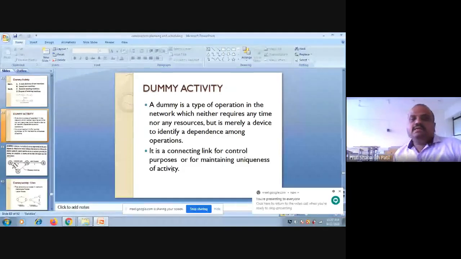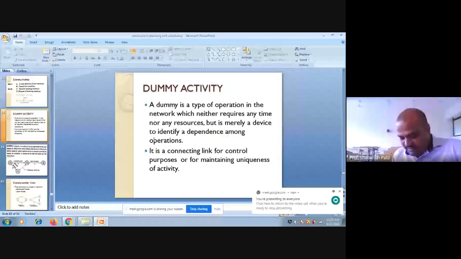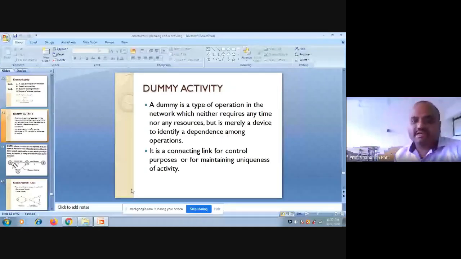It is a connecting link for control purposes or for maintaining the uniqueness of an activity. It is generally used for connecting activities where I cannot show an execution process on the sheet, but it shows the interrelationship between the activities in a logical way. That is called a dummy activity.